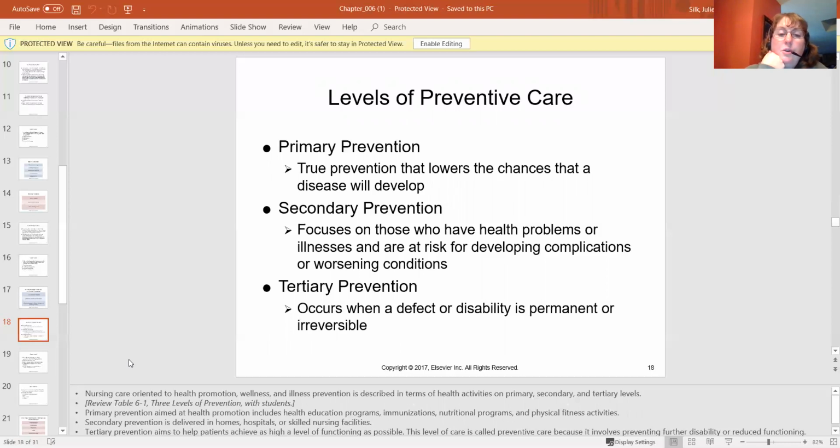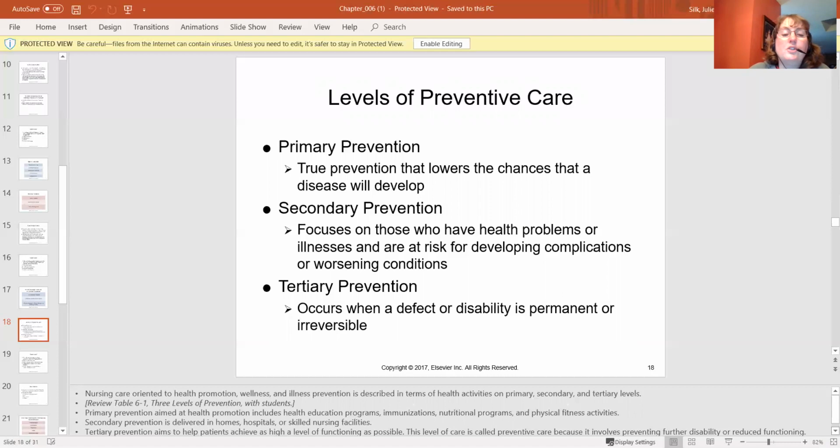Secondary prevention focuses on those who have health problems or illnesses and are at risk for developing complications or worsening conditions. So secondary prevention is delivered in homes, hospitals, or skilled nursing facilities. So like, if you already have congestive heart failure, you're always at risk for maybe getting an exacerbation or something like that. So that's what this is talking about with secondary prevention. So those people, you would focus your teaching and stuff about that.